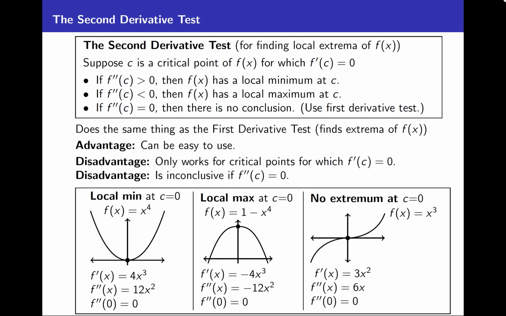Let's work a few examples of using the second derivative test to find the extrema of functions. In using the second derivative test for this purpose, just like in the first derivative test, your first step is to find all the critical points of your function f, at least in this case, those for which the derivative equals 0. Then for each one you found, you're going to plug it into the second derivative and see whether you get positive or negative, and base your conclusion on that.